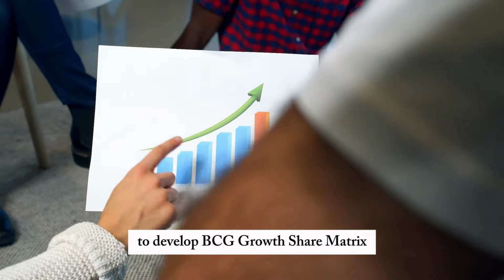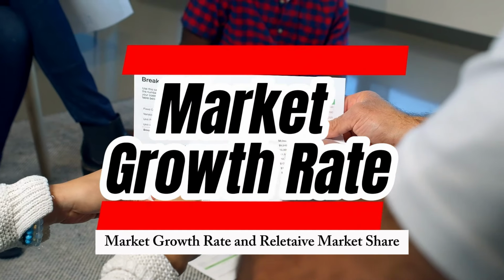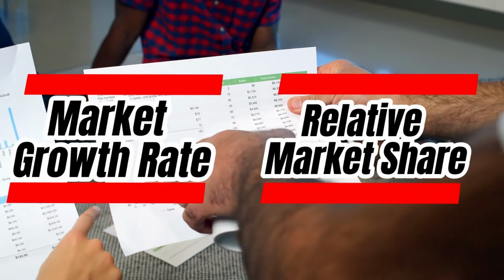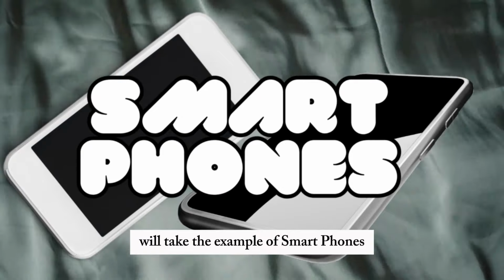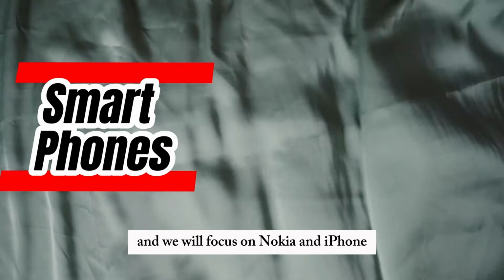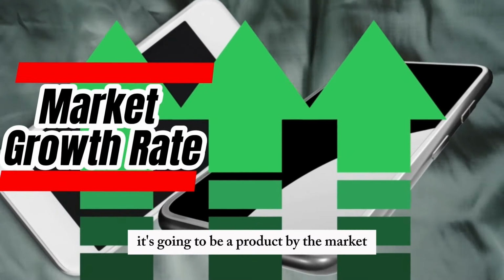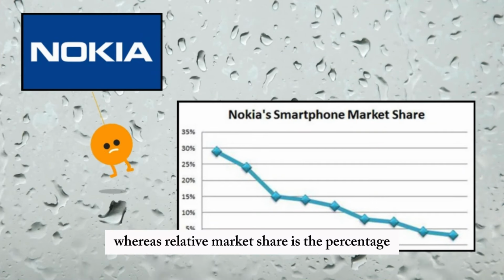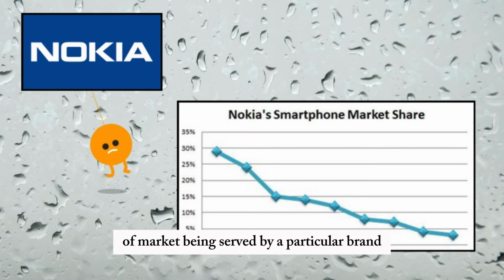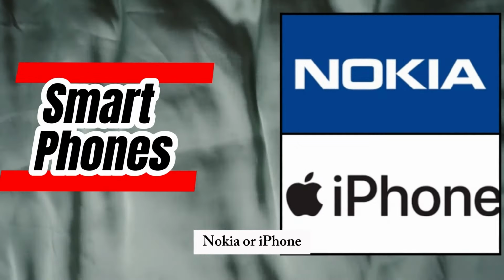To develop BCG Growth Share Matrix, you first need to understand two important constructs: market growth rate and relative market share. To understand market growth rate and relative market share, we'll take the example of smartphone and we will focus on Nokia and iPhone. Now, market growth rate is the increasing acceptability of a product or a service. In our case, it's going to be a product by the market. Whereas relative market share is the percentage of market being served by a particular brand, product, service or a firm. In our case, it's going to be Nokia or iPhone.